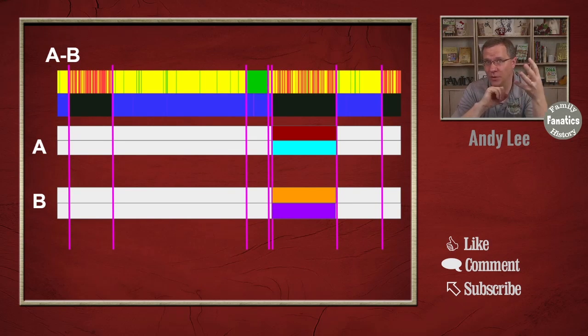I'm going to color it with 4 distinct colors here because this is a no match region, so they don't match each other. So for person A, I have maroon and teal. And for person B, I have orange and purple. And what this means is that maroon and orange go together as either the maternal or the paternal. We don't know yet. And teal and purple go together as either the maternal or the paternal. Again, we don't know yet. So we've just colored the largest segment that we could that gives us information on both people.